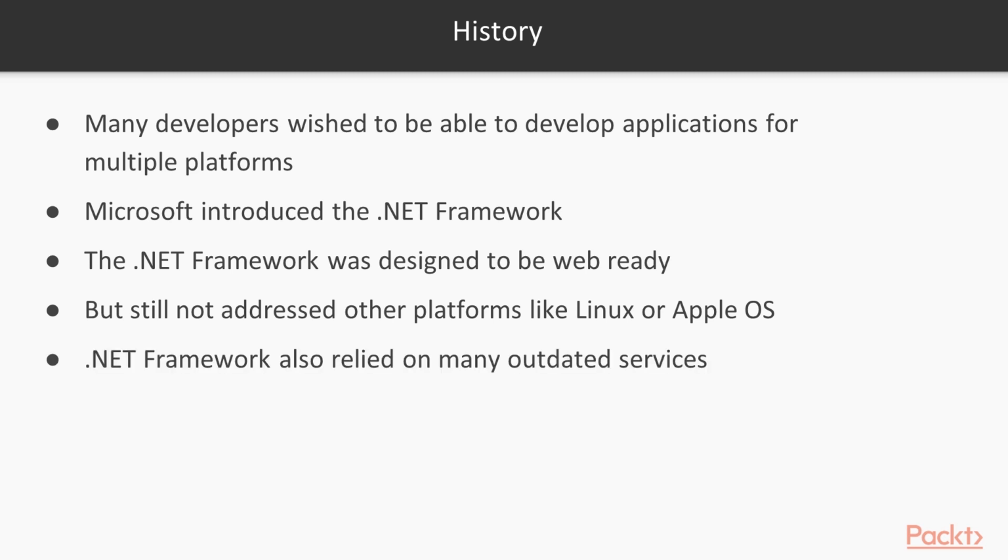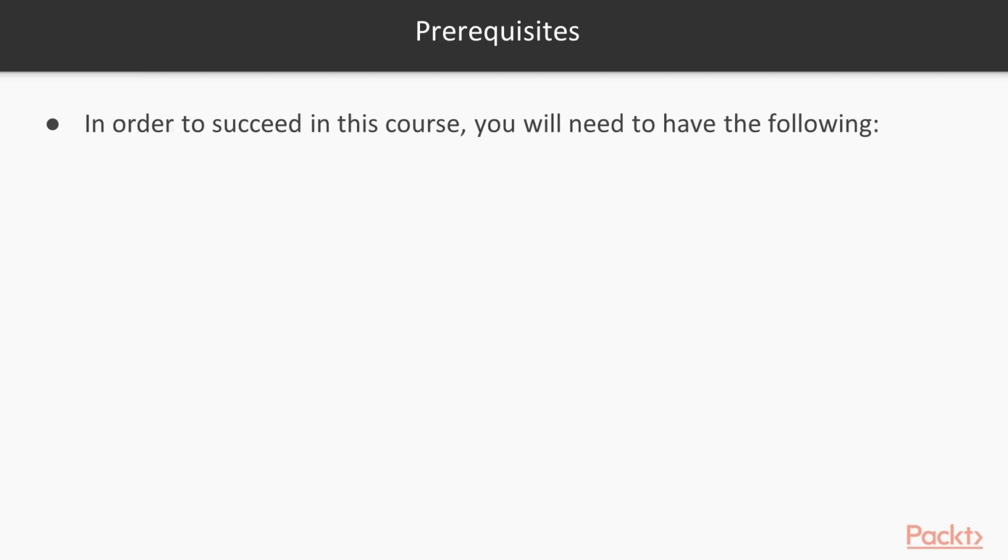The .NET Framework also relied on outdated services. It's been around for almost 20 years, and a lot of the services that you had to use in the .NET Framework have gotten old. We need to go back and be able to rewrite those. And instead of using the same framework, Microsoft came out with the .NET Core framework to be able to do that.